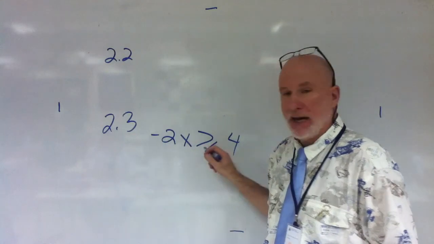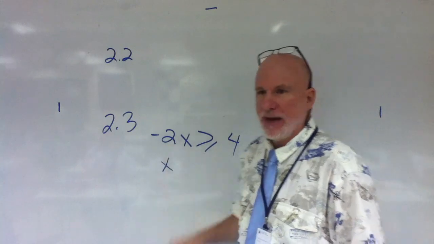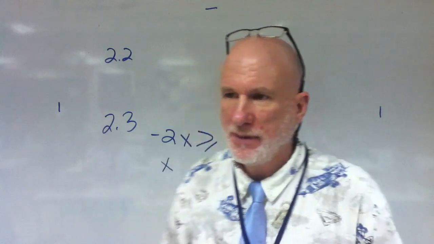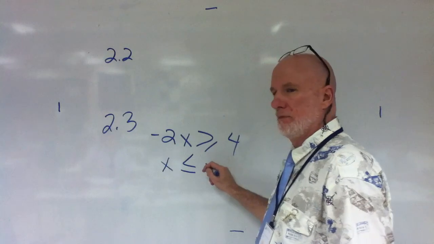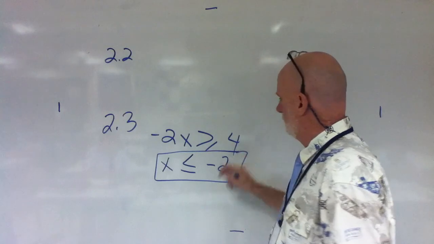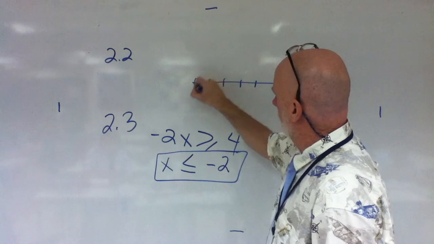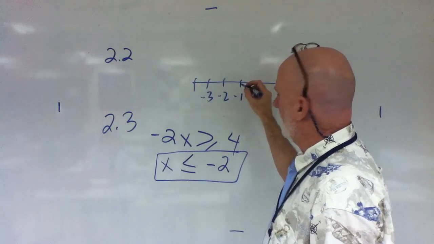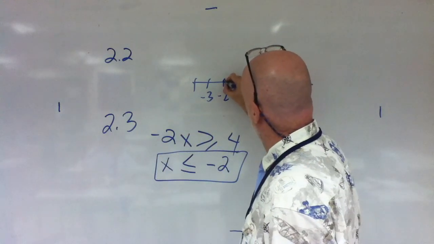You divide both sides by negative 2, right? However, if you divide through by a negative, what do you do to the inequality sign? Ali? You switch the sign. Let's graph it. That's 0, negative 1, negative 2, negative 3. And you would put a closed circle here.